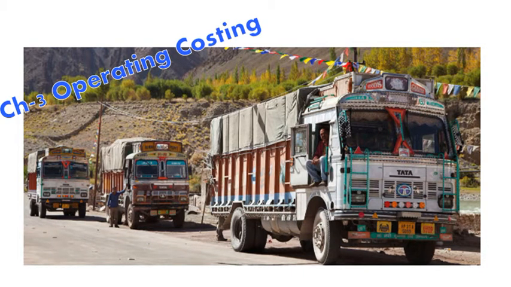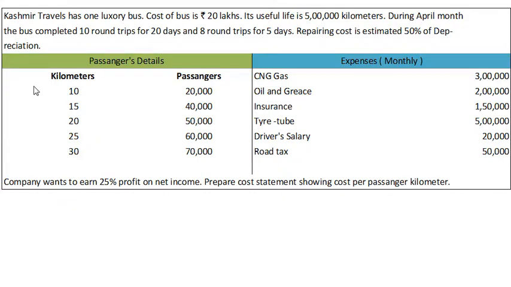Dear students, today we will solve one example in chapter Operating Costing for subject Advanced Accounting and Auditing Paper 3, class 2nd year BCom, semester 4, Veer Narmad South Gujarat University. Here is the question. Kashmir Travels has one luxury bus.